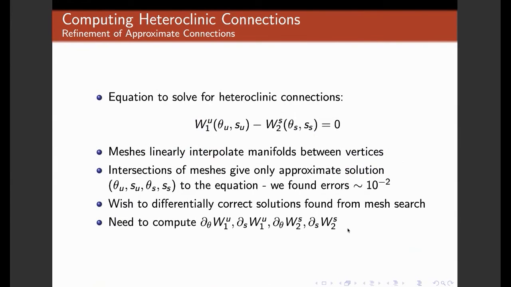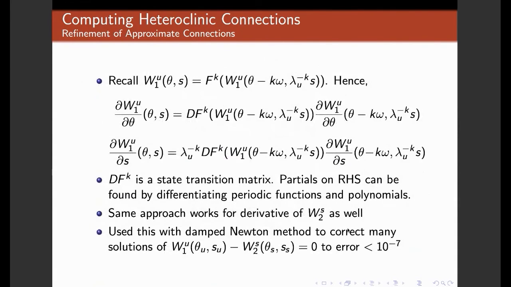We want to get more precise solutions because the meshes are essentially linear interpolations of the manifolds. So now we want to do differential correction, essentially a damped Newton method. So we need the partials. This can just use those parameterizations I showed you earlier. We had this equation that's at the top of the slide.